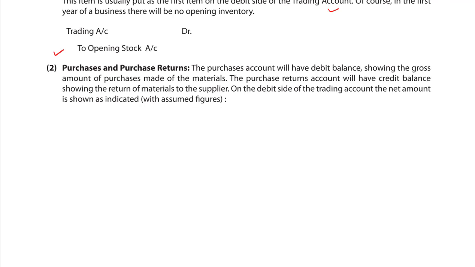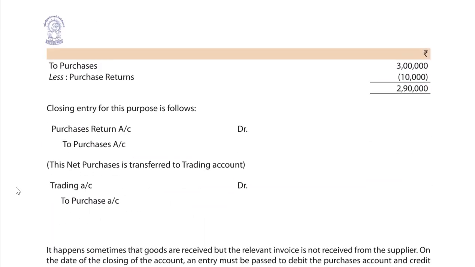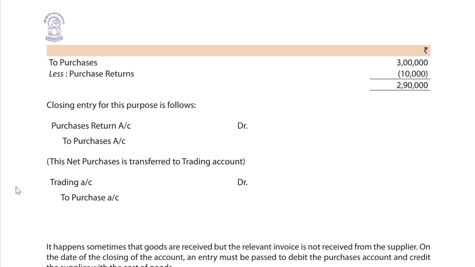Next is purchases and purchase return. The purchases account will have a debit balance showing the gross amount of the purchases made of the materials. The purchase return account will have a credit balance showing the materials returned to the supplier. On the debit side of the trading account, the net amount is shown as indicated: purchases less purchase return. So this is basically the debit side of the trading account.